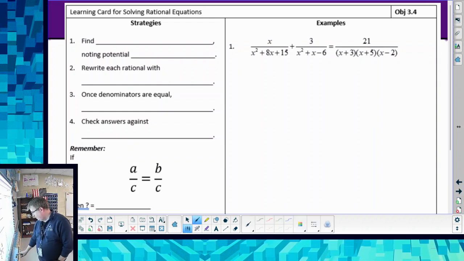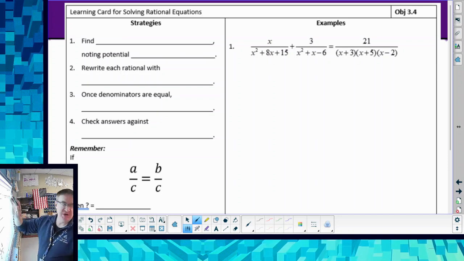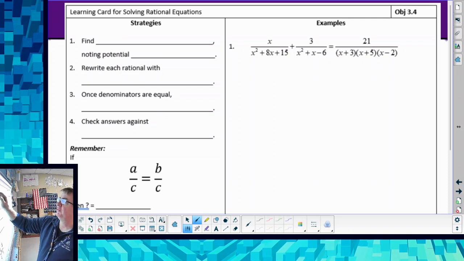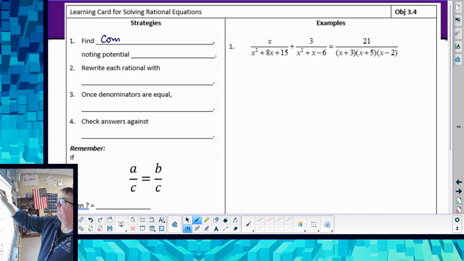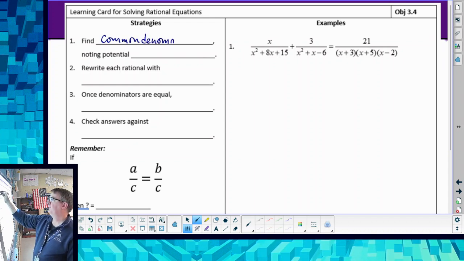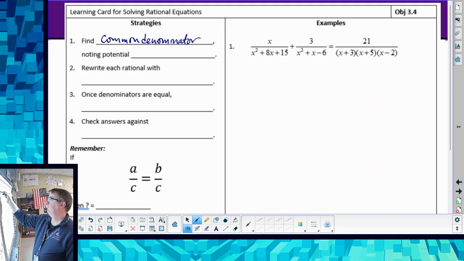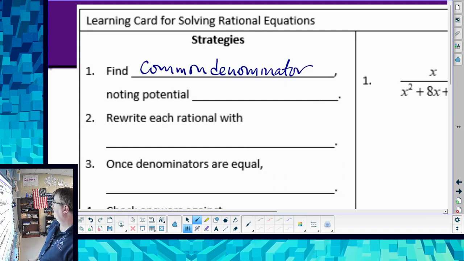So first things first. The first strategy is that we're going to find a common denominator, and we're going to note the potential domain issues. I'm going to zoom in just here.